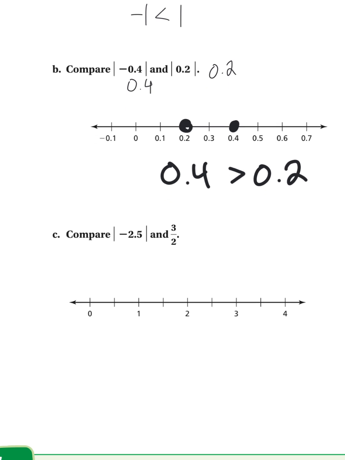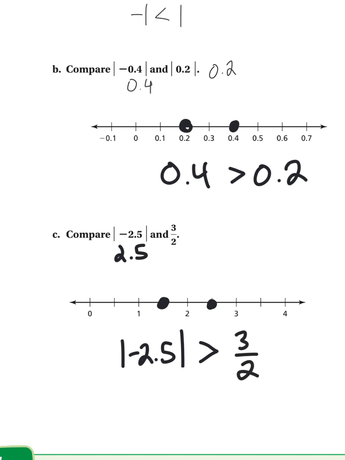All right, absolute value of negative 2.5 is positive 2.5, which is right here. And then 3/2 is also 1.5, which is right here. So absolute value of negative 2.5 is greater than 3/2. If this were not absolute value, it would be farther left being negative, and then it would be less than. But because it's absolute value, it's positive, and now it's further right.